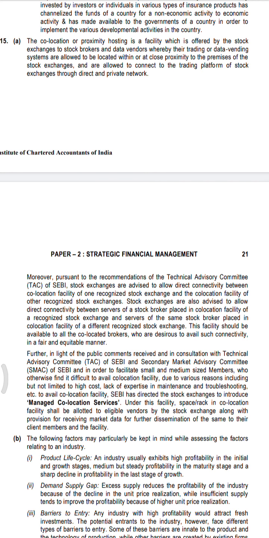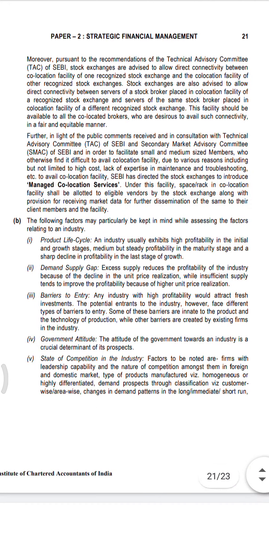SEBI has directed the stock exchange to introduce managed co-location services. Under this facility, space or rack in co-location facility shall be allotted to eligible vendors by the stock exchange, along with provisions for receiving market data for further dissemination of the same to their client members of the facility.